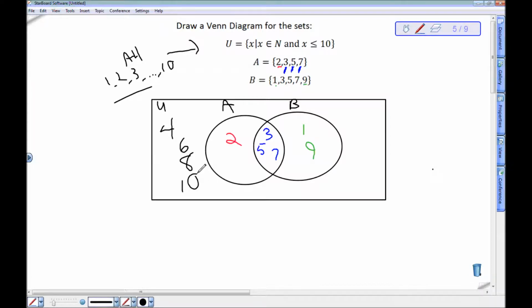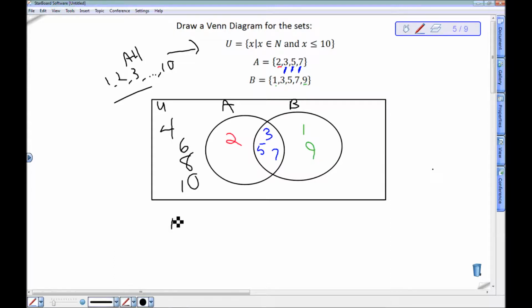Here's the Venn diagram for those sets. Universal set, all the natural numbers less than or equal to 10. A is the prime numbers less than 10, so 2, 3, 5, 7. And B is the odd numbers less than 10, 1, 3, 5, 7, 9. Here's how those all interconnect, or what their Venn diagram looks like. I want to take a second and just talk about those set operations.